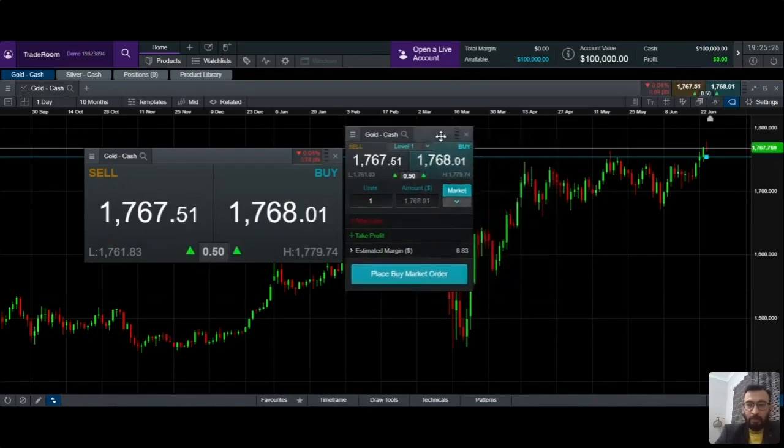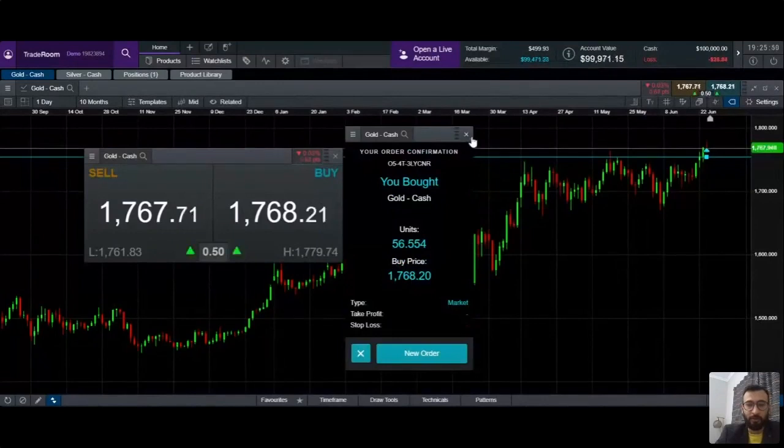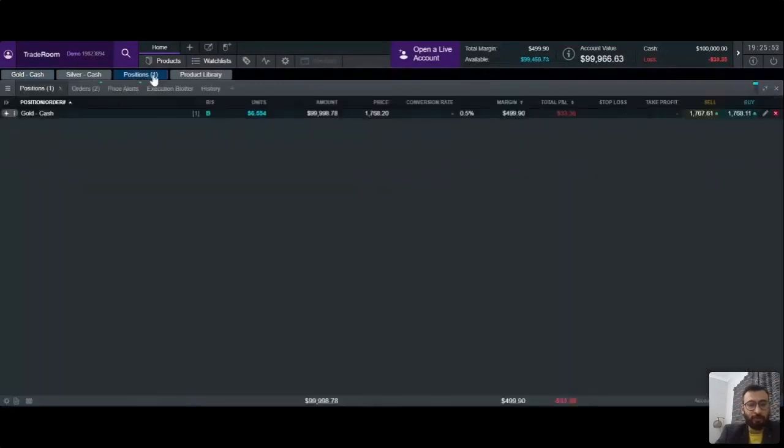1 ounce, the amount is calculated in dollars. 1 ounce is equal to $1,768. If I write 10 ounces, $17,000. Now just understand this. If I have $100,000, I'm buying something worth 100,000. This is 56 ounces. If I buy 56 ounces, click here, a 2-click process, and my order has been bought.